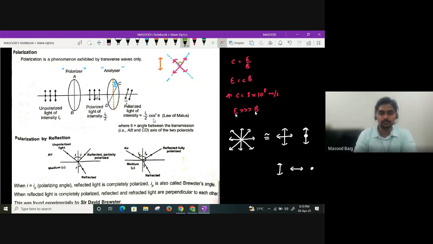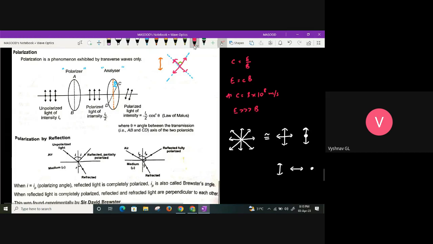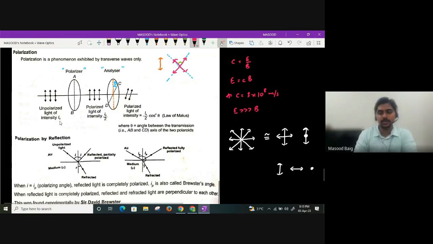Yes or no? Yes, sir. Now, the intensity of unpolarized light, if I take I naught, after it comes out of the polarizer, will be I naught by 2. Once it comes out of the analyzer, it will be I naught by 2 cos square theta.